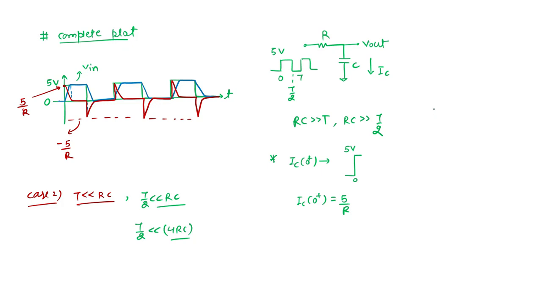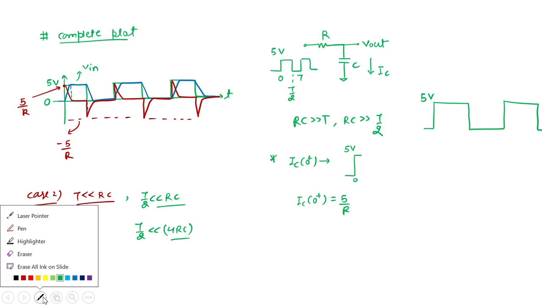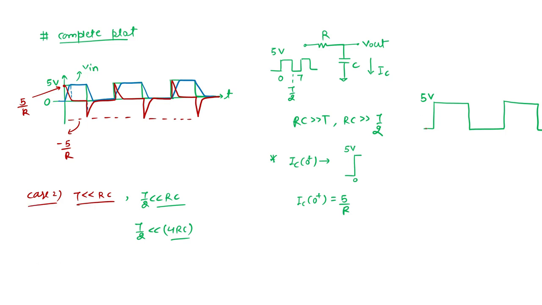Let's draw it properly. So this is my 5 volt. It will not charge to the amount that we require, that is the final value. It will charge to some value, let's say it is charged to 1 volt. At t equal to 0, this is my time t equal to 0, and this is the time t equal to T by 2, and this is T.